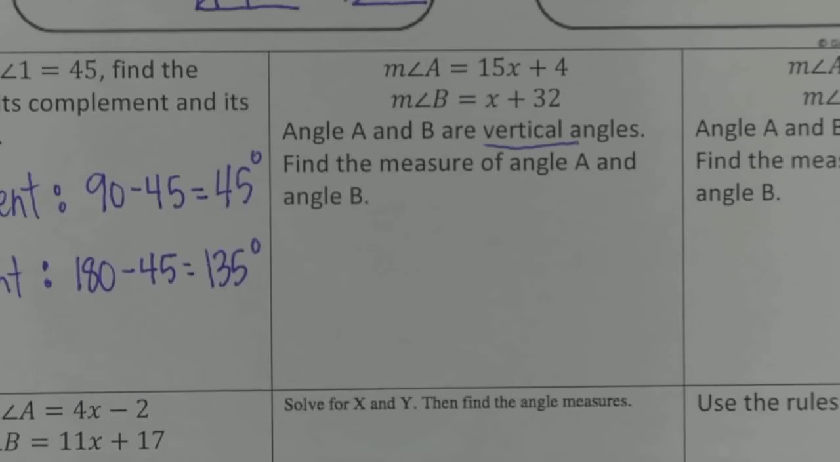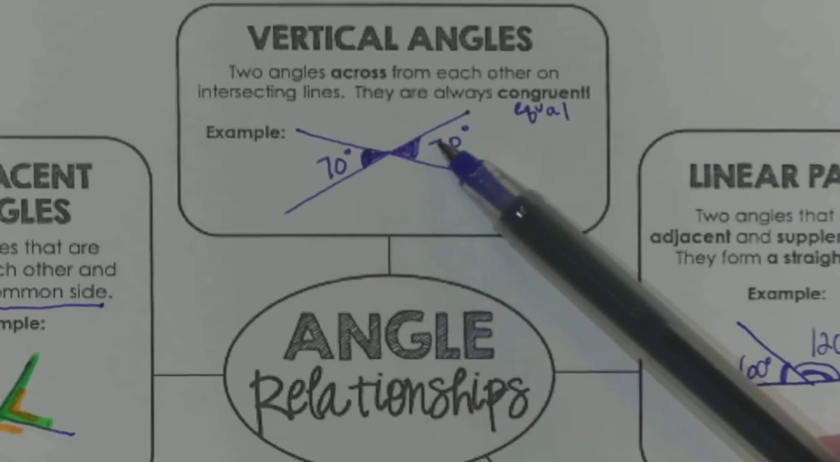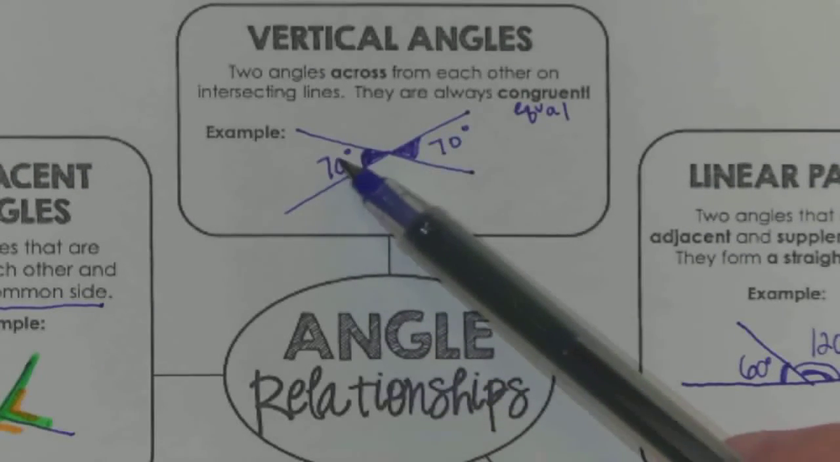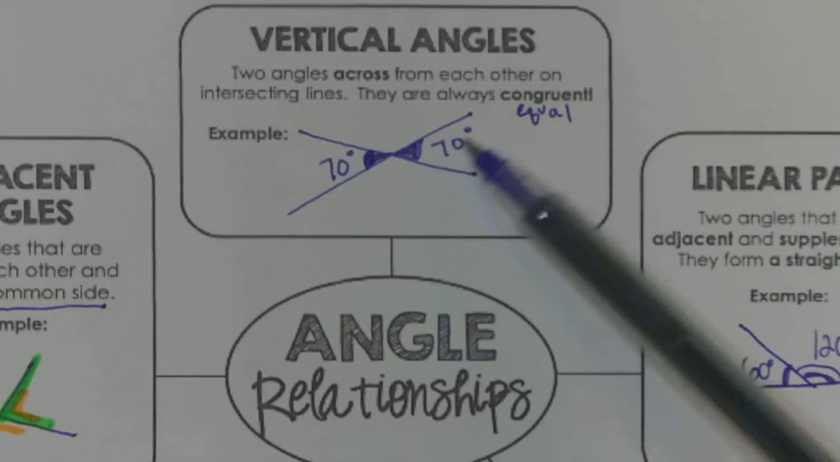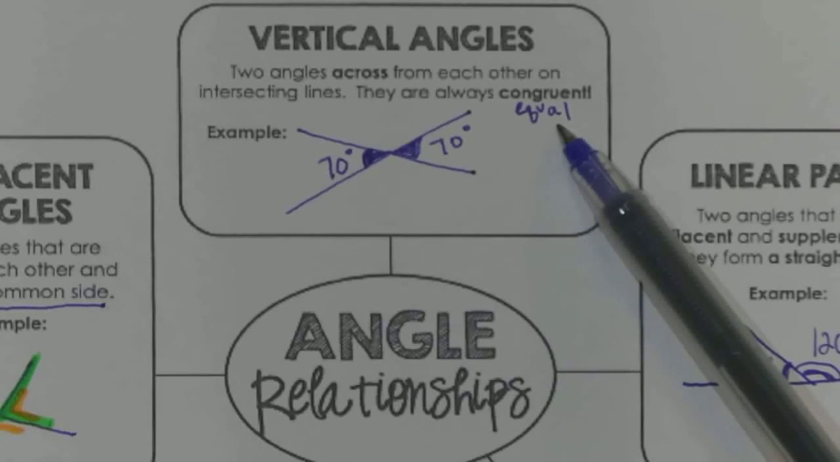You remember the rule we said above about vertical angles? Okay, vertical angles are right up at the top. They're across from each other when you draw two lines. And it said here that they were congruent, and I told you that congruent means equal. So vertical angles are equal.